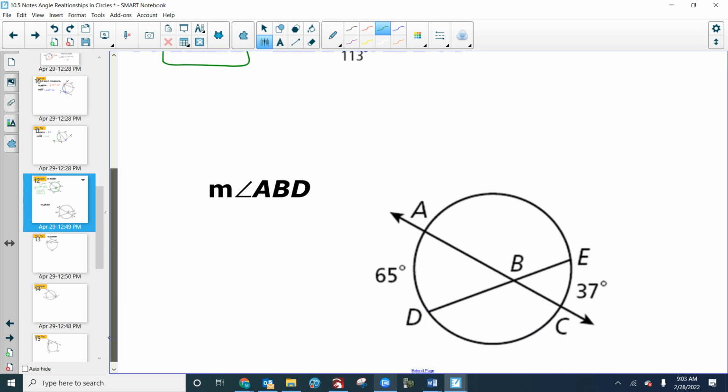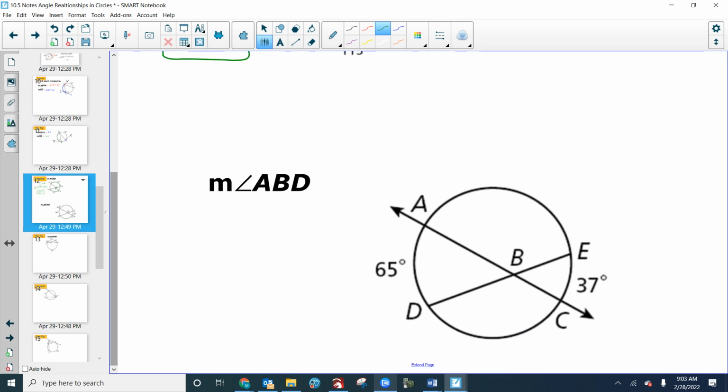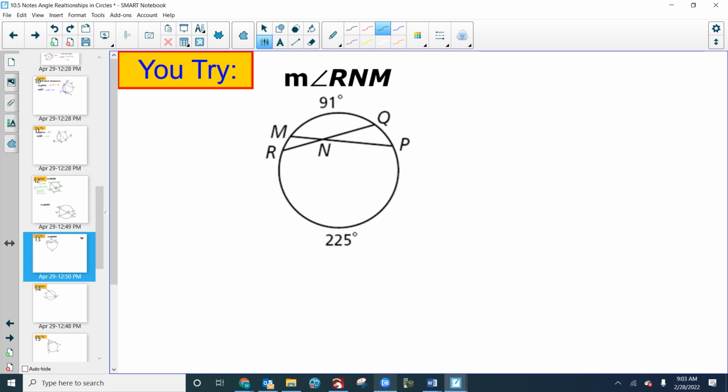Next. ABD. Not on there? Let's skip it. All right.